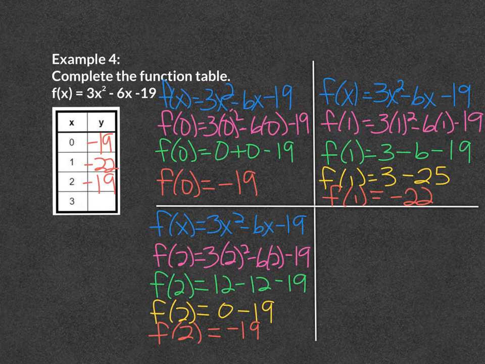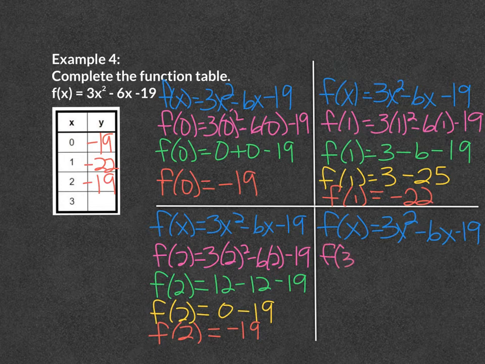Now for the last one. So I'm going to rewrite my equation. So I have f of x equals 3x squared minus 6x minus 19. Now wherever there's an x, I'm going to place a 3. So I have f of 3 equals 3 times 3 squared minus 6 times 3 minus 19.